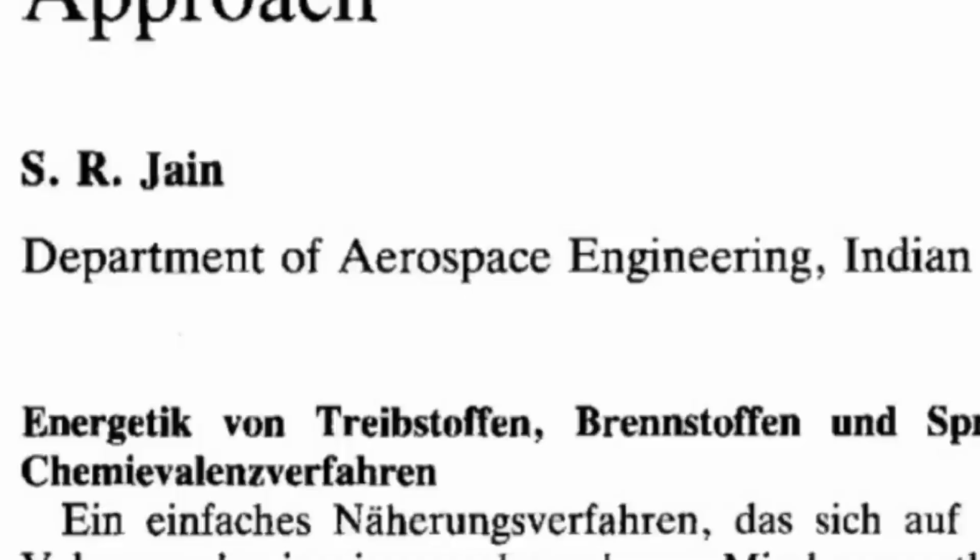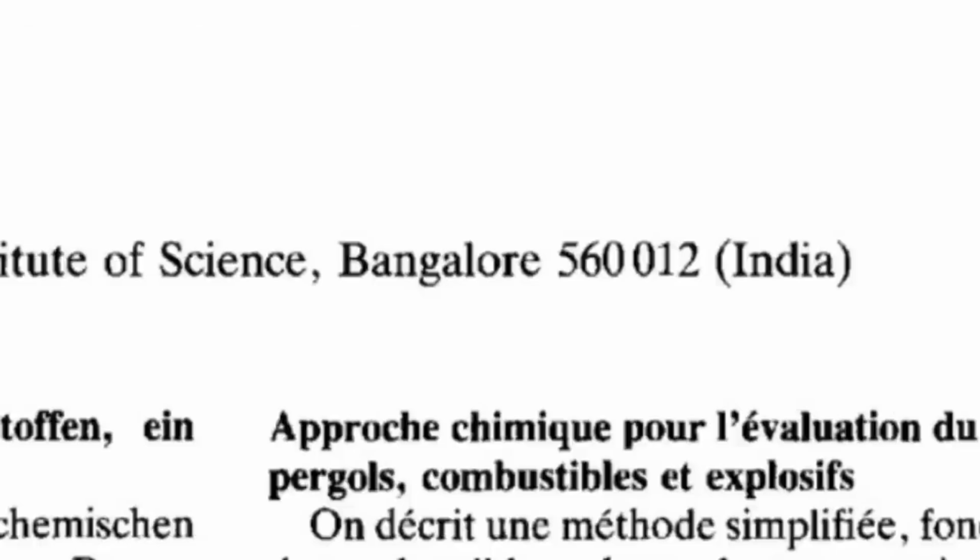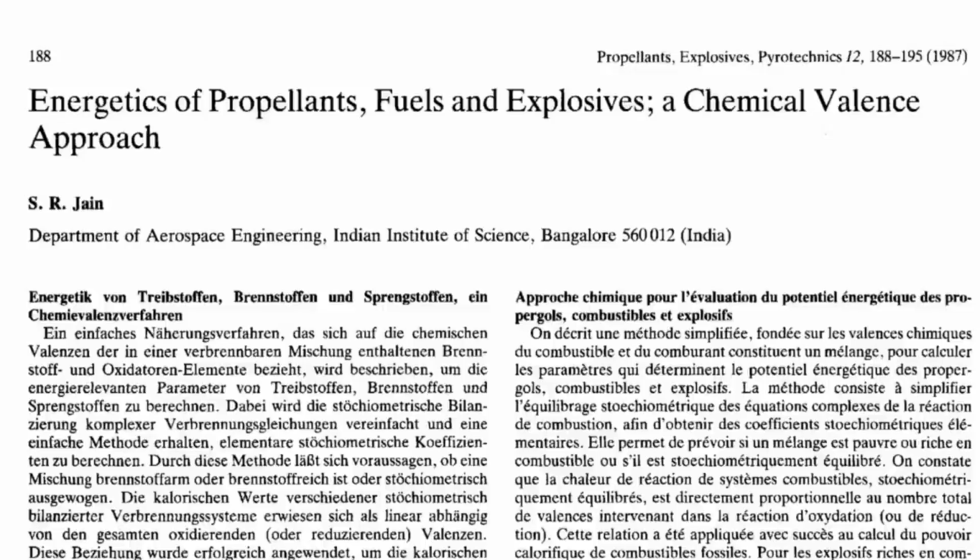There are some pyrotechnicians that use this. There are some explosive engineers that use this professionally, but very few people are even aware of this method, and it's fairly new. The method comes from Jain, an Indian out of Bangalore, India. He had a PEP article in 1987, Interjects of Propellants, Fuels, and Explosives, a Chemical Valence Approach is what the paper is called. It's a pretty smart theory and technique that works really well.